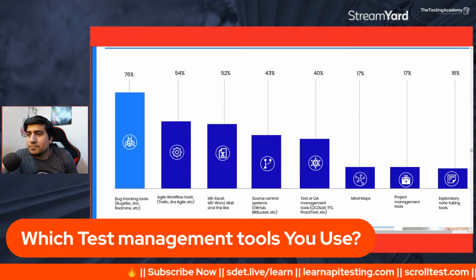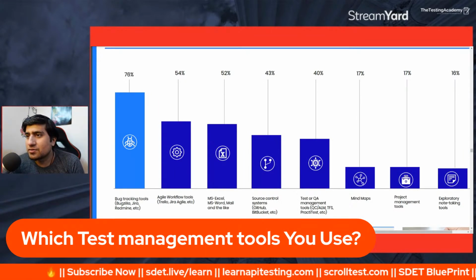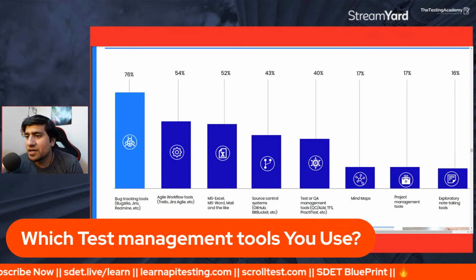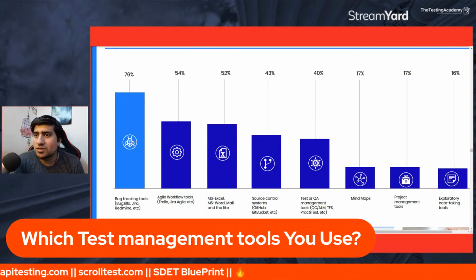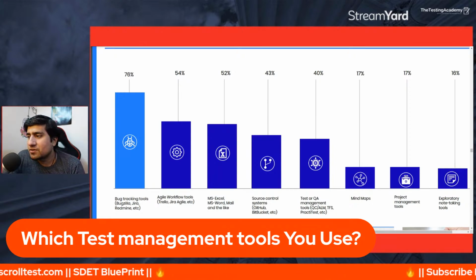Okay, so 43% use GitHub and Bitbucket. I think these are not test management, but most of the time these are just tools actually. Okay, so mind maps and all the things.